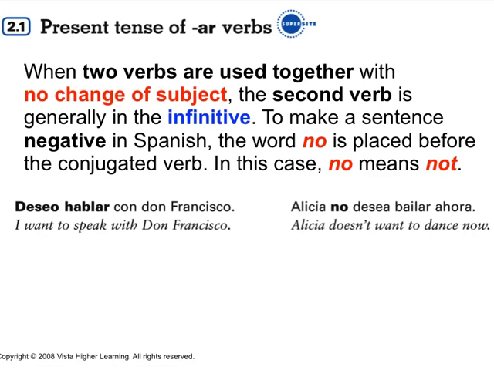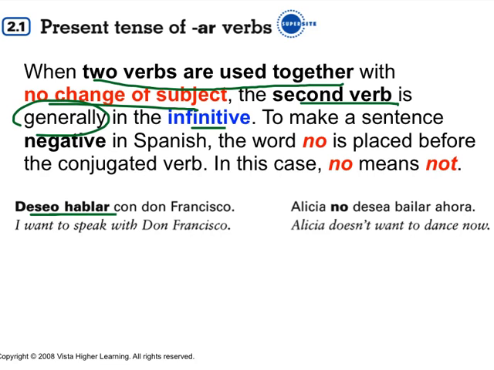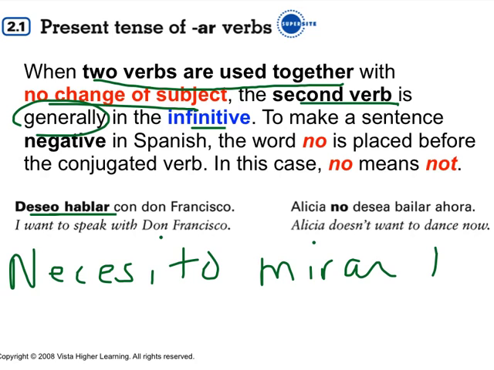And just one more important note, señoritas, and that's this right here. When two verbs are used together, with no change in subject, the second is generally in the infinitive. It's like, deseo hablar con Don Francisco. I wish to speak. You can also say, necesito mirar la televisión. I need to watch TV.